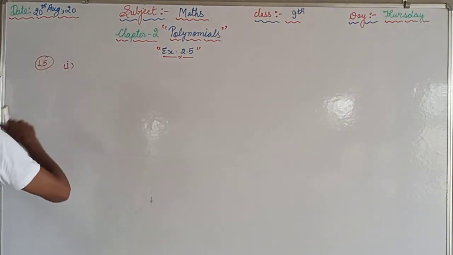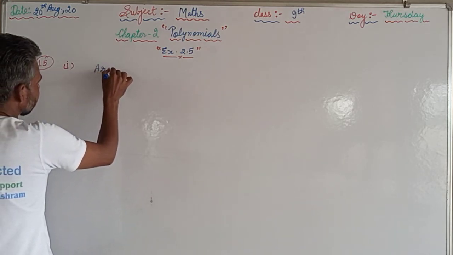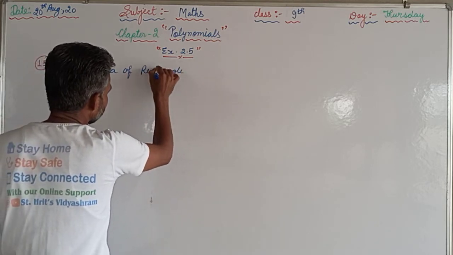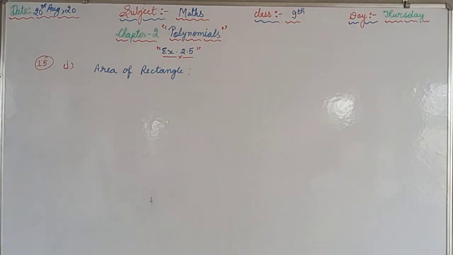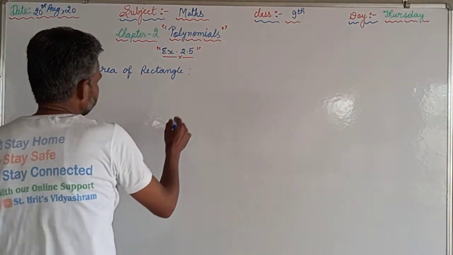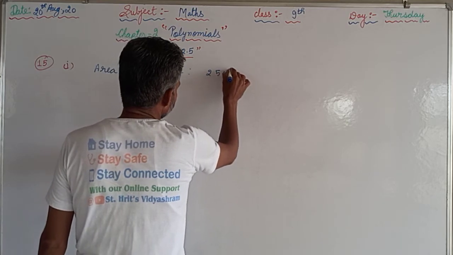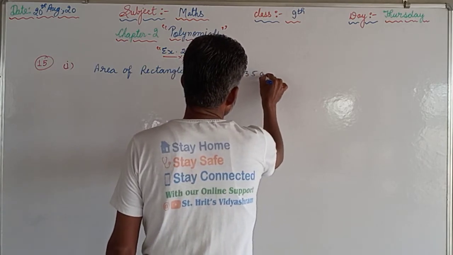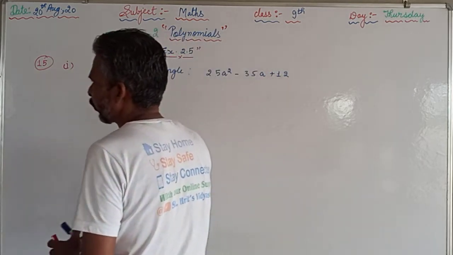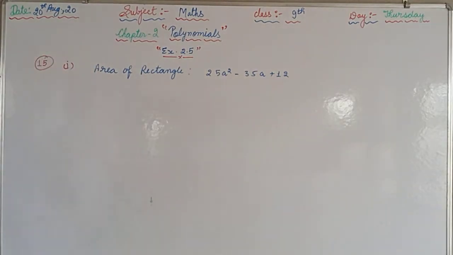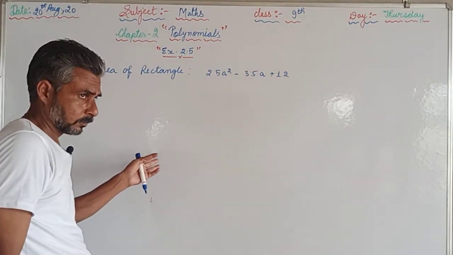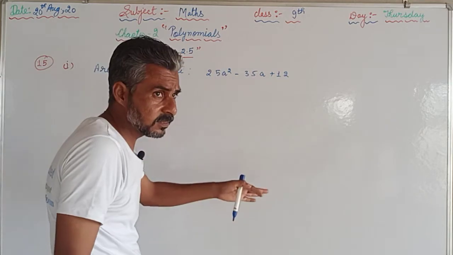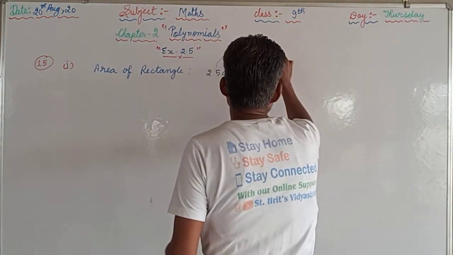part first. The area of a rectangle is given. Area of the rectangle is 25a square minus 35a plus 12. We have to find the length and breadth. To find the length and breadth, we are supposed to first of all factorize this algebraic expression. To factorize this algebraic expression, we are supposed to first of all multiply these two.